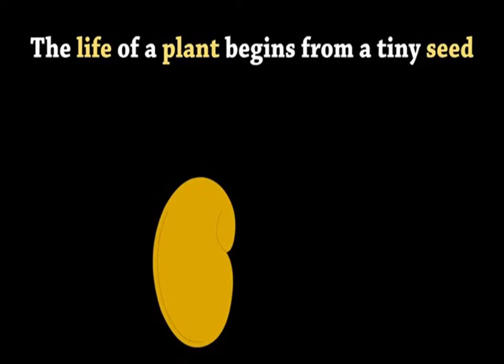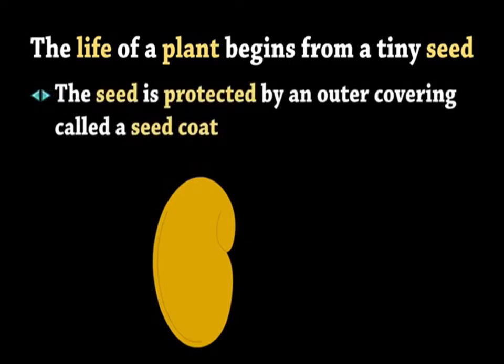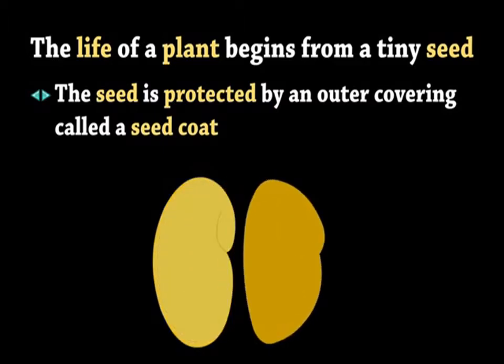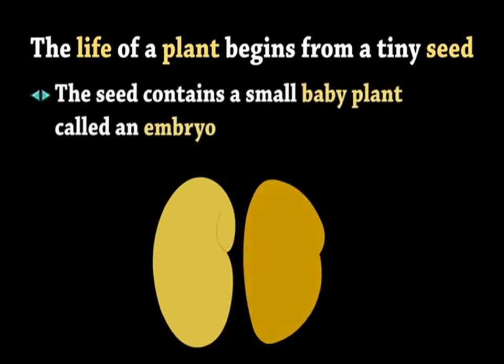The life of a plant begins from a tiny seed. The seed is protected by an outer covering called a seed coat. The seed contains a small baby plant called an embryo.